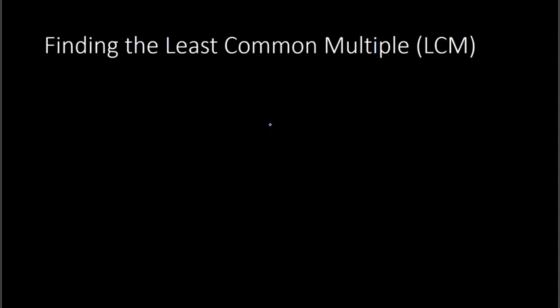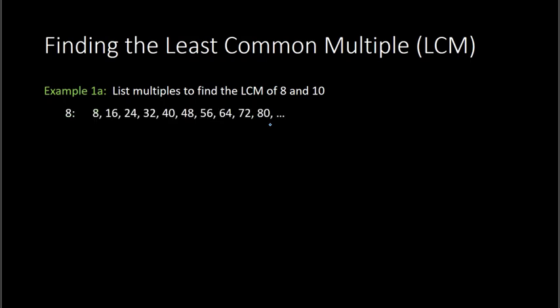So to find the least common multiple, here we have 8 and 10. So we can list multiples like we did in the last slide to find the least common multiple of 8 and 10. So looking at 8, we'd have 8 times 1 is 8, 8 times 2 is 16, 24, 32, 40, etc. Those are all multiples of 8. Multiples of 10 would be 10, 20, 30, 40, 50, 60, etc. So notice the least common multiple, the smallest one they both have in common, would be 40. So therefore the least common multiple, or LCM, would equal 40.